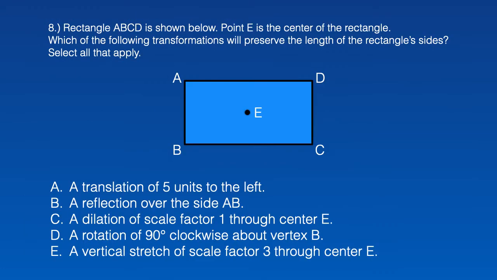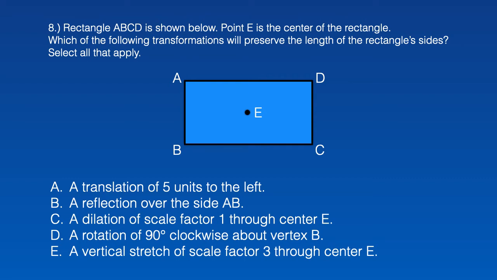All right, question number 8. Rectangle ABCD is shown below. Point E is the center of the rectangle. Which of the following transformations will preserve the length of the rectangle's sides? Select all that apply. Whenever you see select all that apply, that usually means that there is more than one correct answer.